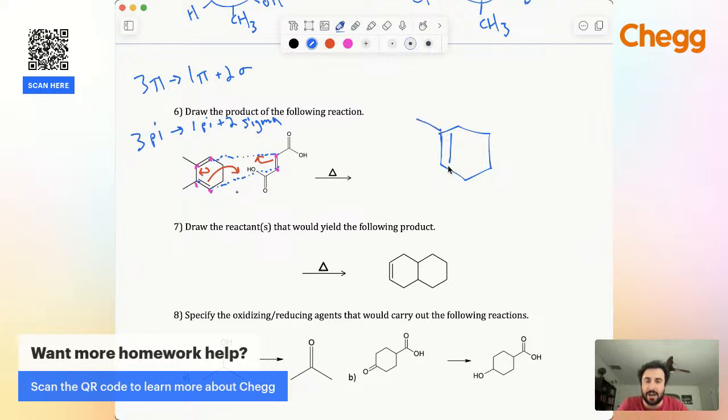And guess what? Stereochemistry doesn't matter here because these are still sp2 trigonal planar carbons. Those are still flat, so we don't have to worry about wedge and dash. Over here, we do have to worry about wedge and dash. But first of all, let's finish up here.